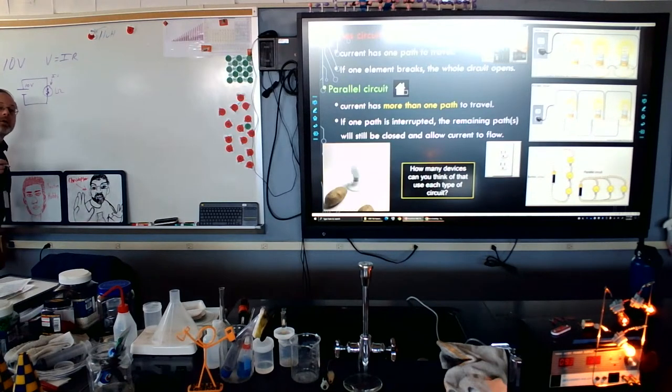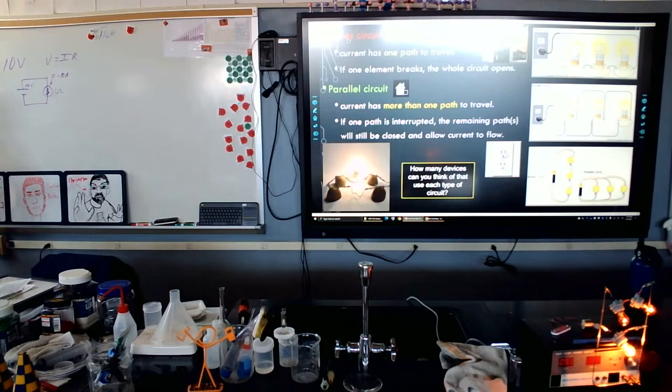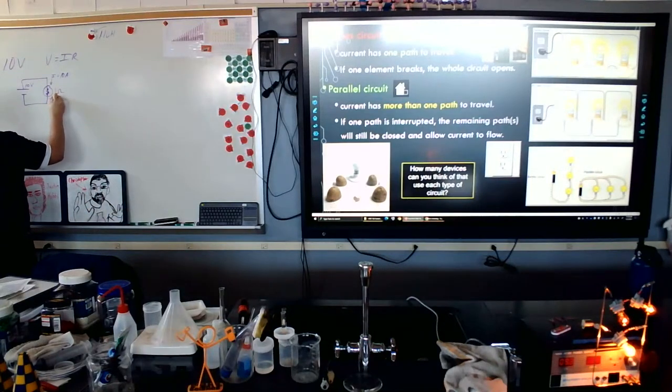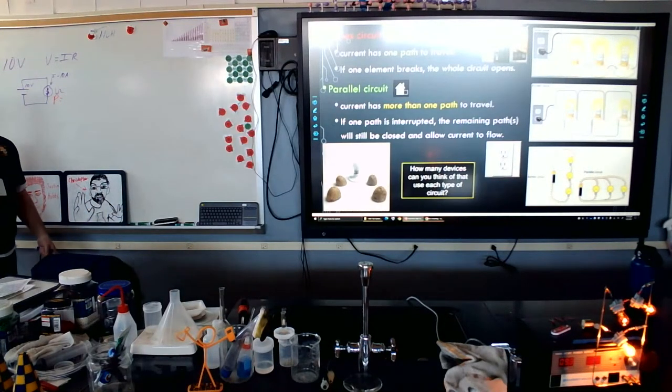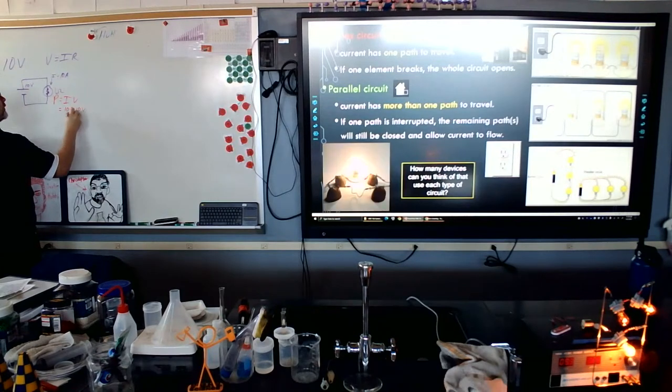How much? Yeah, 10 amps. 10 amperes. There's 10 amperes going through. So far, so good? So if there's 10 amperes going through the bulb, the power of the bulb, which corresponds to brightness, is IV, which is 10 amperes by 10 volts, which is 100 watts.